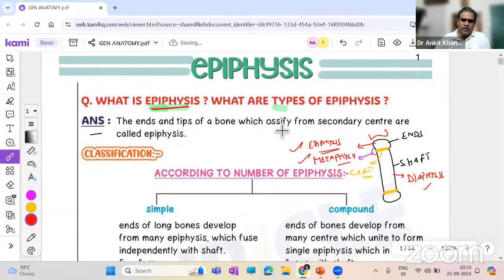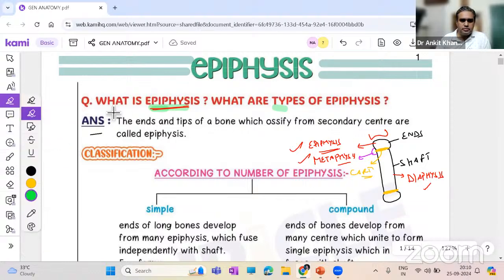Simple as that. So now coming to the question, what is an epiphysis and what are the types of epiphysis? So the ends or end tips of a bone which ossify from a secondary center are called epiphysis. As we have seen, these are the ends: E for end and E for epiphysis. So you can remember in that manner also, E for ends and E for epiphysis, as simple as that.